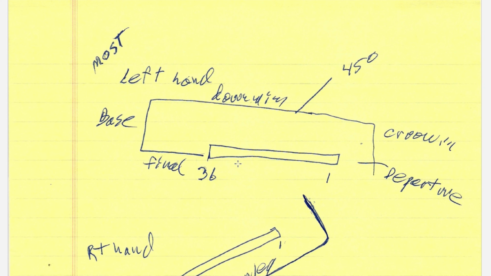So your traffic patterns, most are left-handed, which means a plane coming from the south will usually cross midfield, then turn left downwind, then turn left on base, then turn left for final. Okay? If the plane is coming from the north, it's usually going to come in at a 45-degree angle and make those turns.